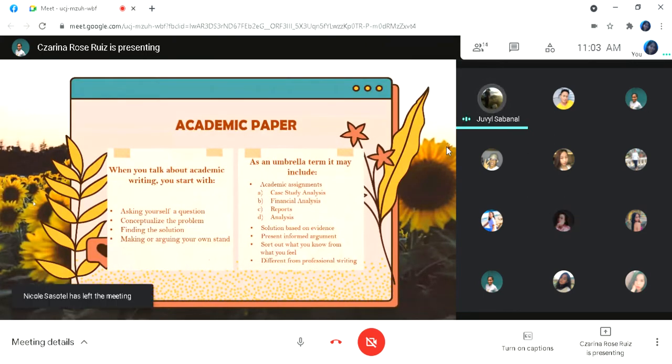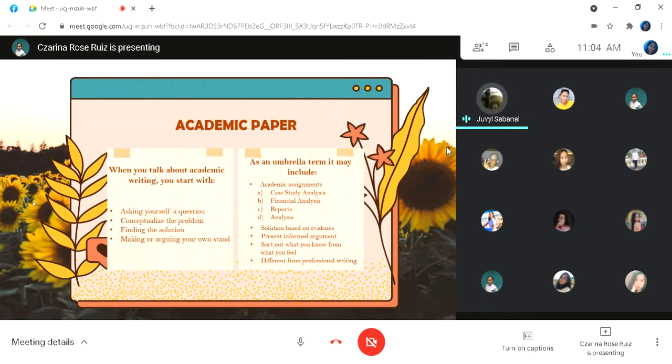As an umbrella term, it may include academic assignments, which allow you to demonstrate your ability to understand, apply, and analyze information, skills required to be successful at a research-intensive university. Under this are case study analysis, financial analysis, reports, and analysis. Next is the solution based on evidence. It is factual information that helps the reader reach a conclusion and form an opinion about something. Evidence is a given in research work or is quoted in an essay and thesis statement but is paraphrased by the writer.